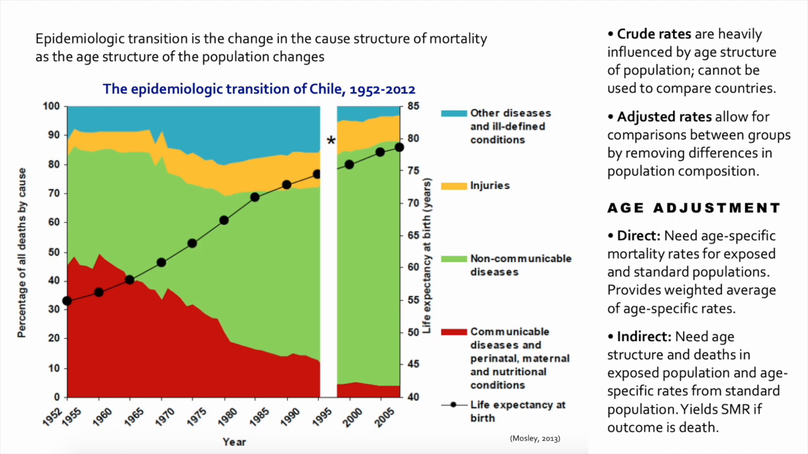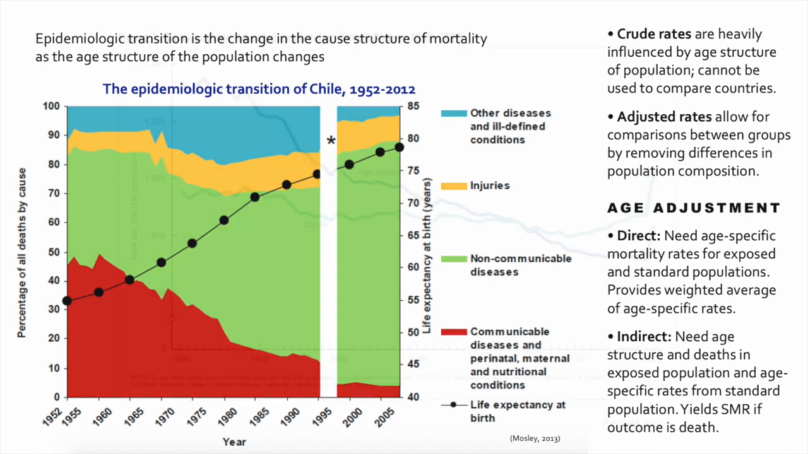For direct age adjustment, you need age-specific mortality rates for exposed and standard populations. And for indirect age adjustment, you need the age structure and deaths in an exposed population and age-specific rates from a standard population. Direct age adjustment gives you a weighted average of age-specific rates, and indirect age adjustment gives you a standardized mortality ratio if the outcome of interest is mortality, or a standardized morbidity ratio if the outcome is an illness.